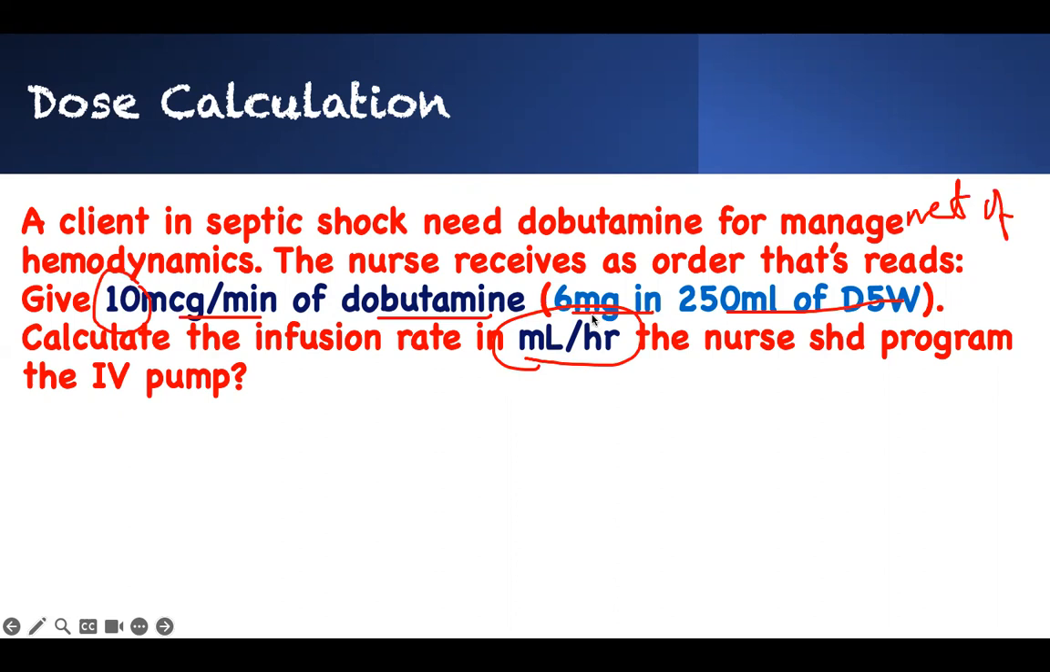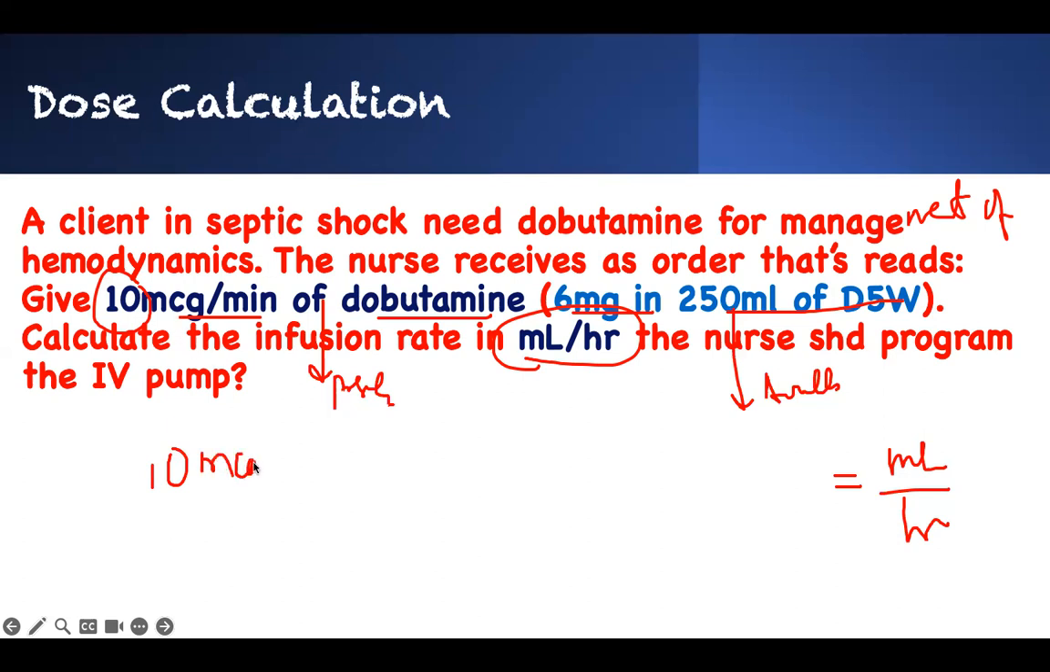I told you, if you say 6 milligram in 250, or you see milligram in 250, these are your available, what pharmacy will provide to you. If they give you this rate, this is the prescribed dose. And then you do the rest. They say calculate the infusion rate in ml per hour. So that's my answer. They want my answer to be what? ml per hour. That's all. I write it here. So what is prescribed? I have 10. Be careful.